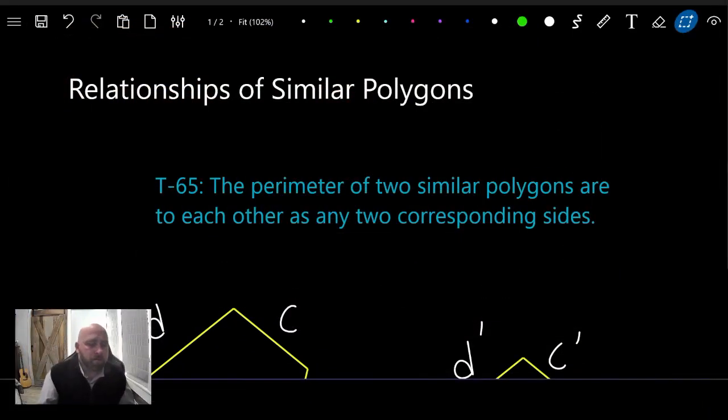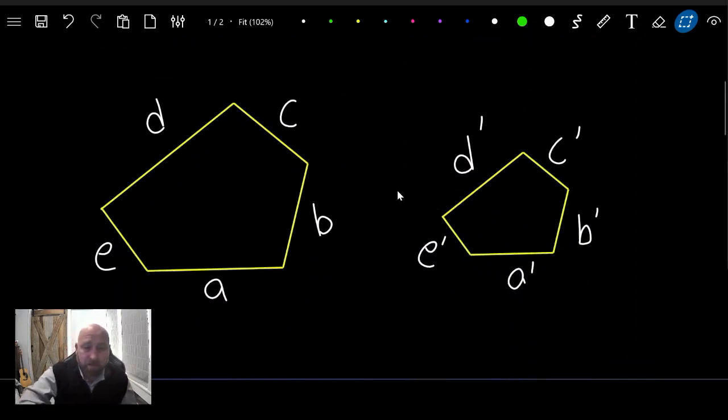So look down here at the screen, and you can look in your book as well. You're going to see the same information. Relationships of similar polygons. Theorem 65 says the perimeters of two similar polygons are to each other as any two corresponding sides. What's going on there? Well, I've got two polygons, and these are similar. So in other words, this shape is exactly the same as this shape. The only thing that I did was I took it and I made it smaller. Angles are all the same. Sides are all proportional to each other. They are similar shapes.